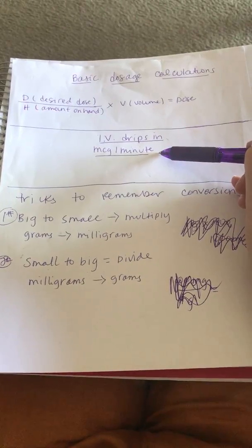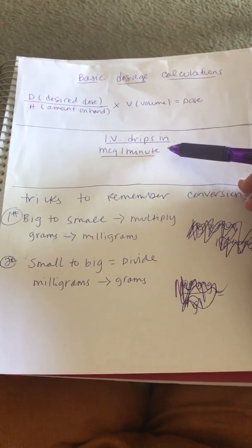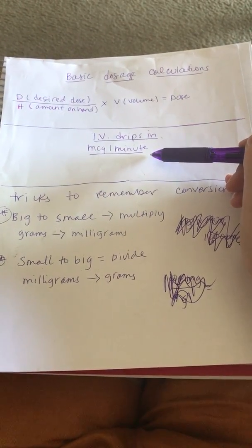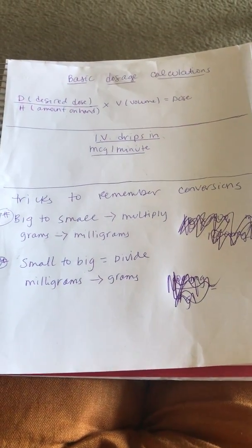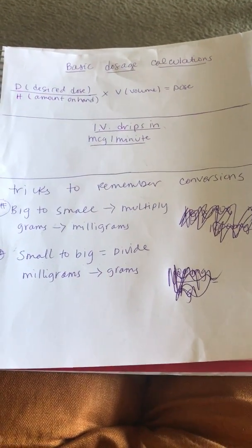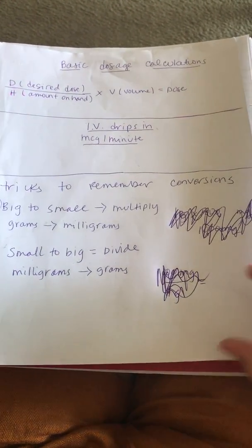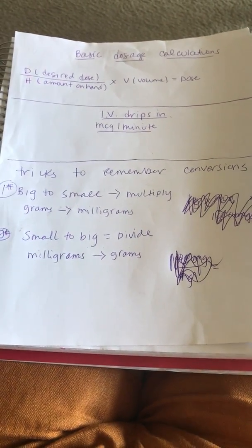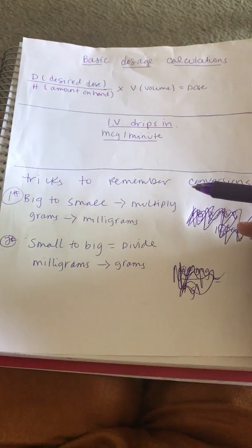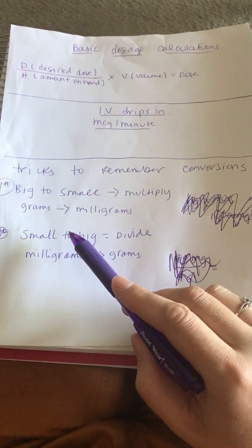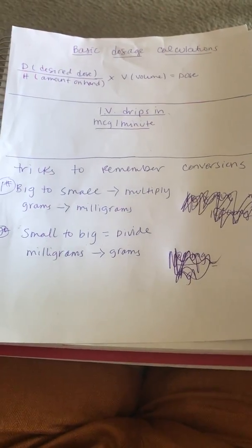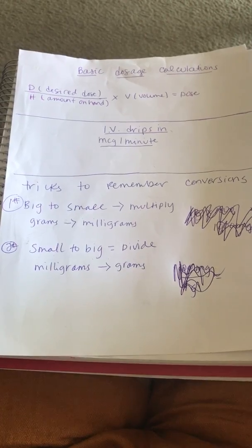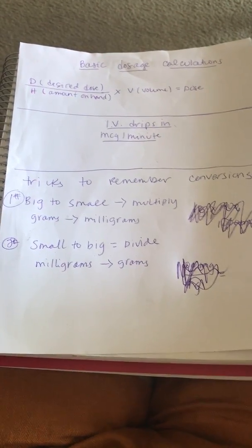Another good formula to remember is the IV drips, and you might have to know the micrograms per minute. Micrograms per minute is something I would review. I could go into a little bit further detail in another video about that. Today I'm going to focus on conversions, and I'm also going to show you an example of a math problem that I highly recommend you to review for the NCLEX exam.